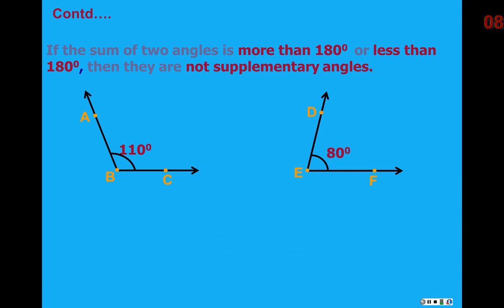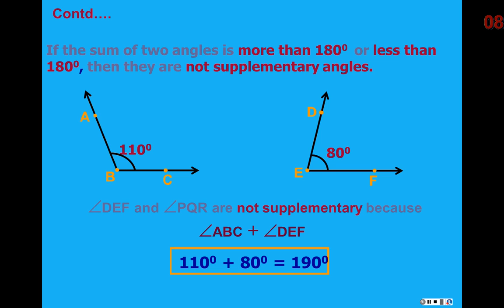So if the sum of the angles is more than 180 or less than 180, it is not supplementary. Here's a situation where we have 110 plus 80, which is 190 degrees. So these two angles are not supplementary because they do not total exactly 180 degrees. So you need to know when the situation is true and when it is not true. No, they're not even adjacent. It doesn't matter. They have no relationship because they don't total 180 degrees. So there's no special relationship between them.